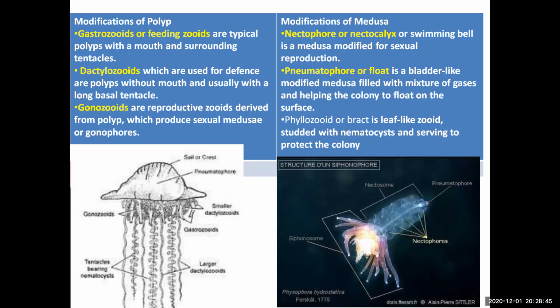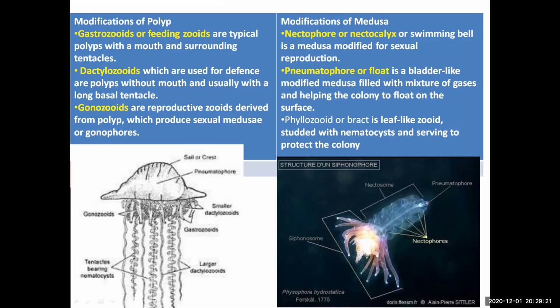Now modifications of medusa. Nectophore or nectocalyx is a swimming bell, a medusa modified for sexual reproduction. Pneumatophore or float is a bladder-like modified medusa filled with a mixture of gases that helps the colony to float on the surface. Phyllozoid, phyllo is leaf. Phyllozoid or bract is a leaf-like zooid studded with nematocysts and serving to protect the colony.